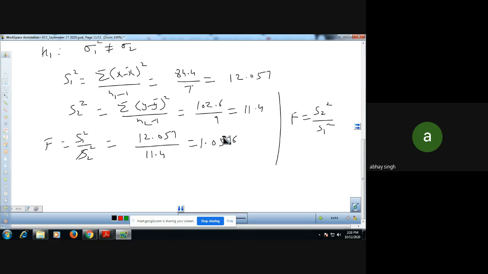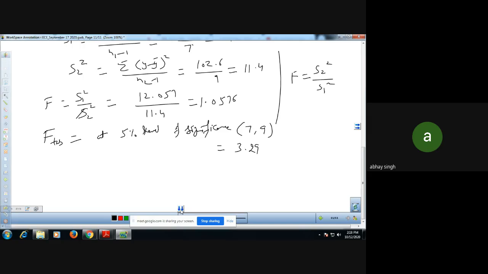Now this is the calculated value. We have to find the table value from the F table at 5% level of significance, determined for both degrees of freedom. First sample size is 8, so the first degree of freedom is 7. Second sample size is 10, so the second degree of freedom is 9. This value from the table is 3.29.